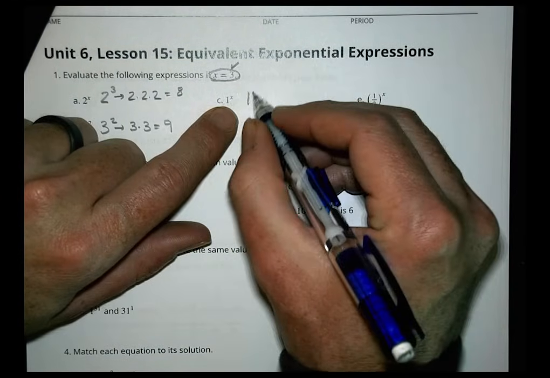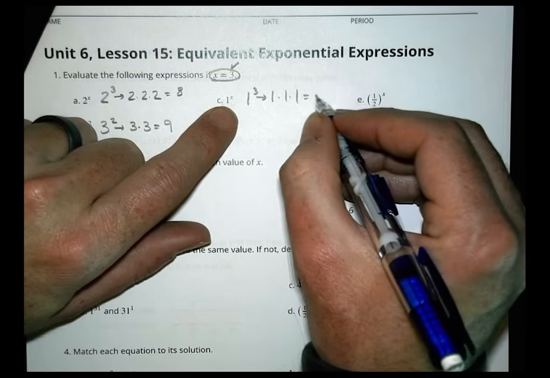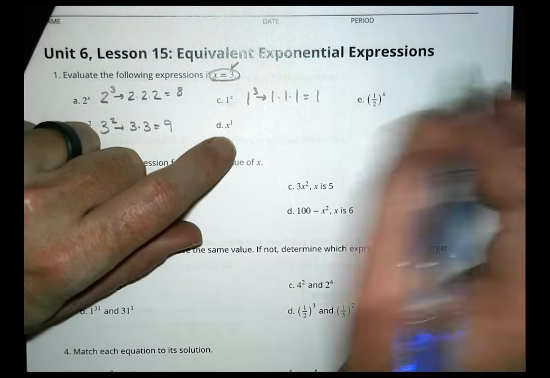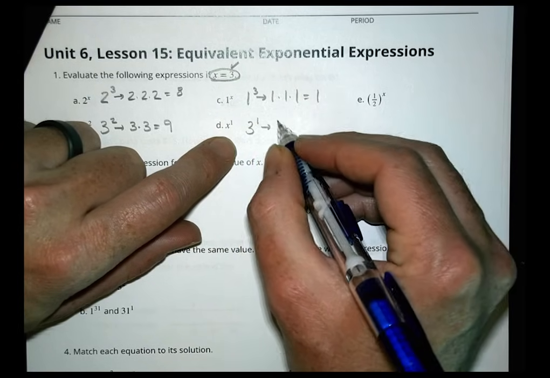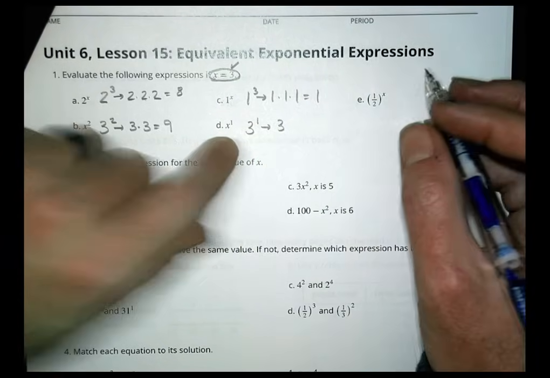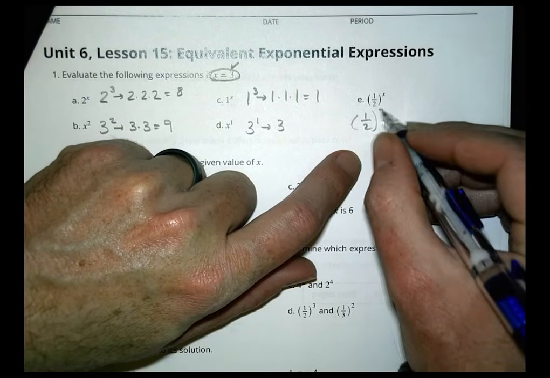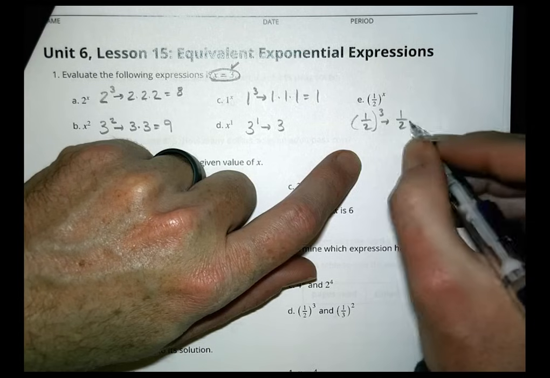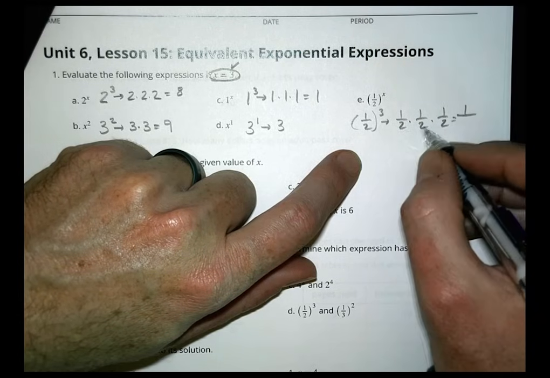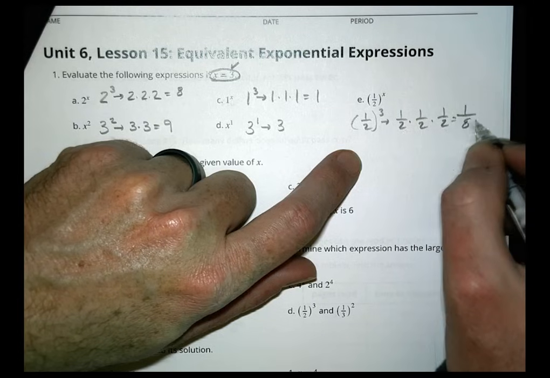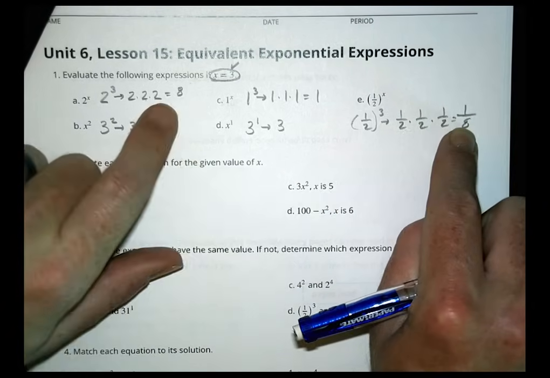For c, we're going to do 1 to the third, which is just like doing 1 times 1 times 1, which simply equals 1. Here, the 3 goes in place of x, so it's 3 to the first power, which means it's just simply 3. And for e, we're going to do the half to the third power. So this becomes a half times a half times a half, which is 1 over 2 times 2 is 4, times 2 is 8, right? Or like we saw earlier, it's the reciprocal of this one right there.